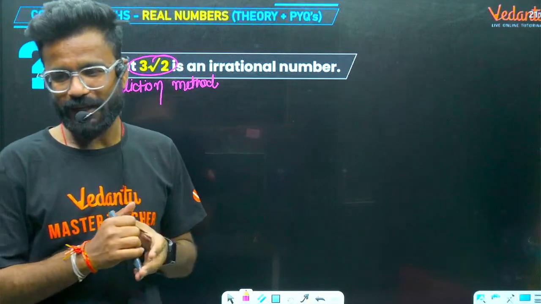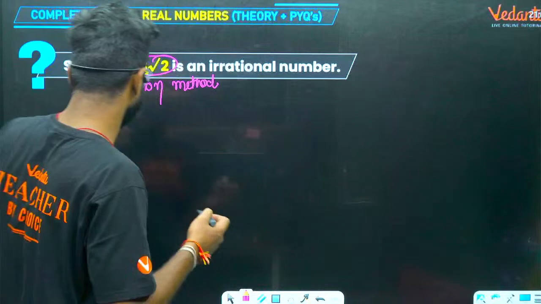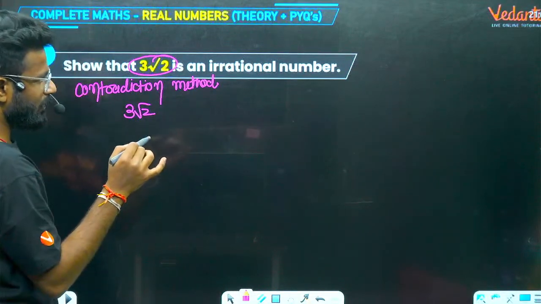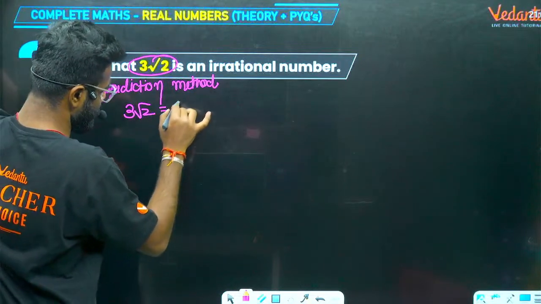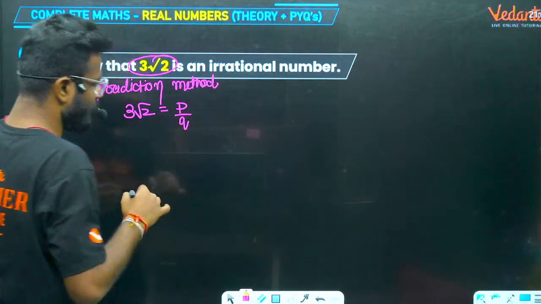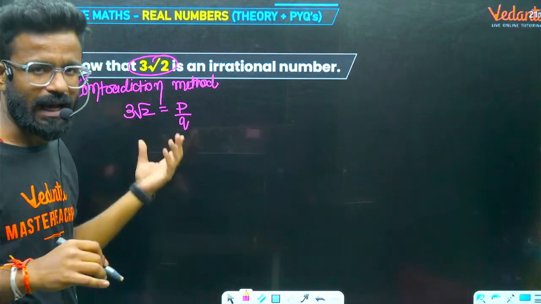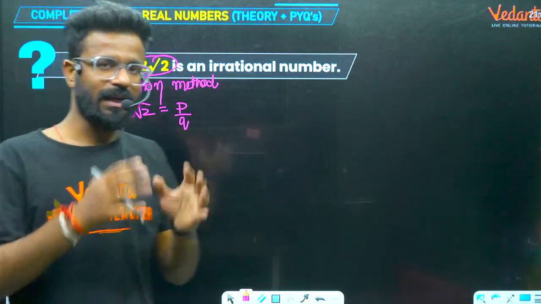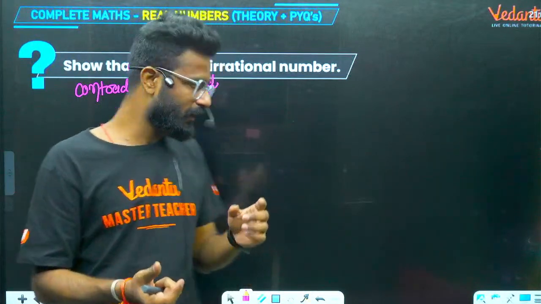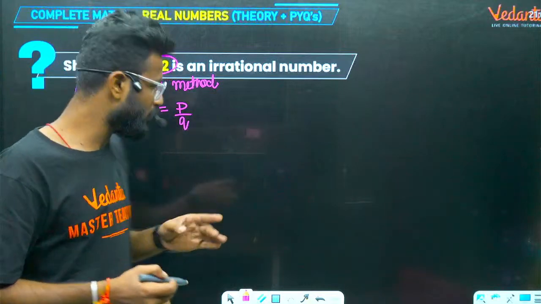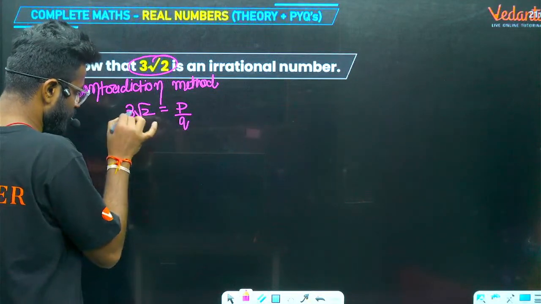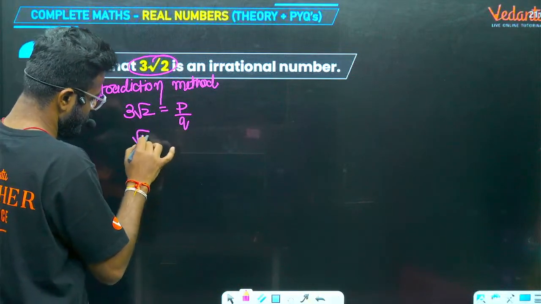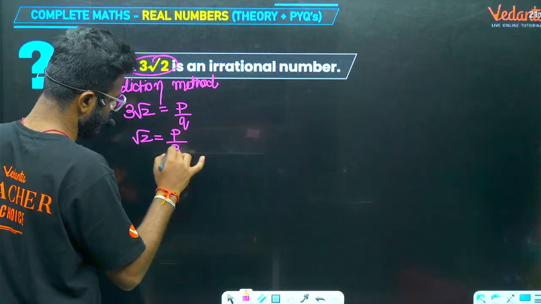Sir, is this for the next maths exam? Obviously, yes. So, let us assume that 3 root 2 again is a rational number. If it's a rational number, then it can be written in the form of P by Q, where P and Q are co-prime numbers and the HCF, the highest common factor of both P and Q, is always equal to 1. If we transpose this 3 to this side, we get root 2 is equal to P upon 3Q.